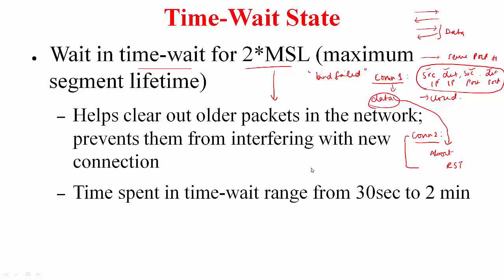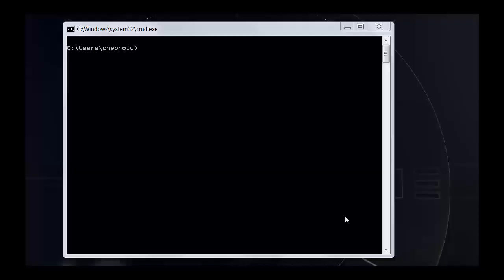Now, how much time to wait in this time wait state is an implementation artifact. It can range from 30 seconds to 2 minutes. You can set it to a small value as well, but then you have to face this consequence of older packets interfering with the new connection. So there is this neat little command called netstat that lets you check the status of the connections, both TCP as well as UDP, and the state the TCP connection is in.